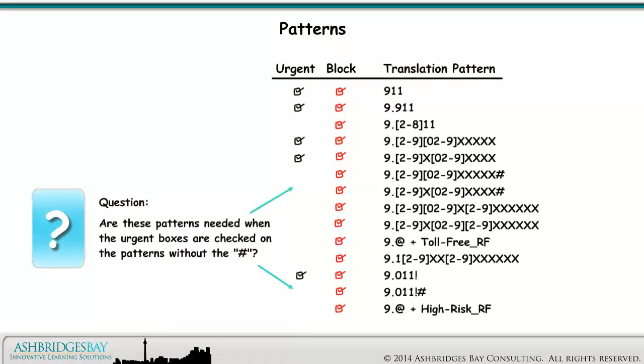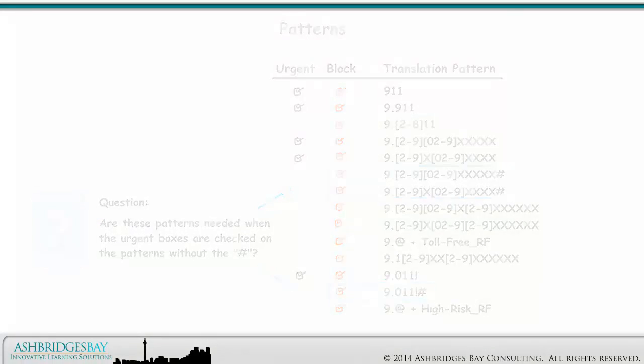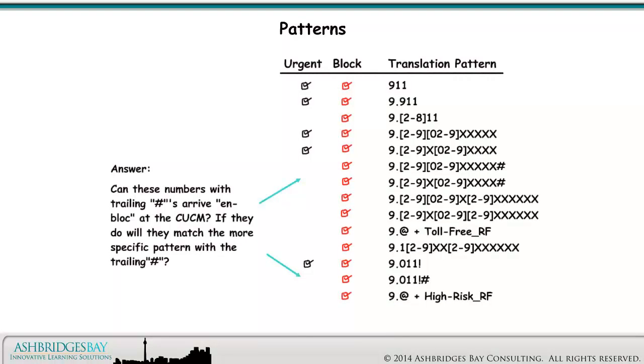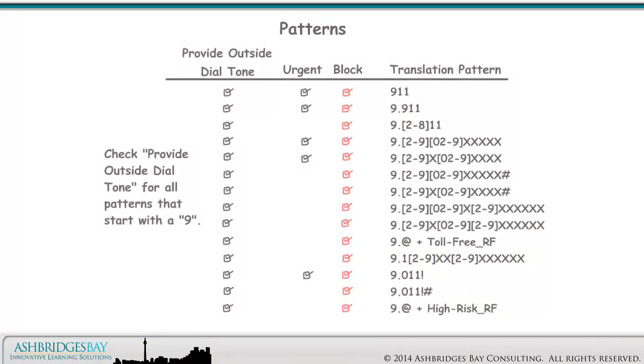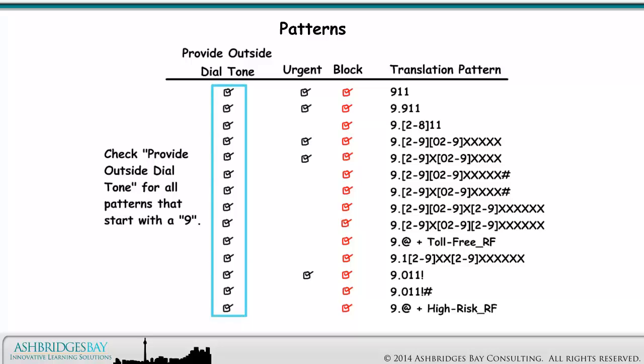Here's a question. Are these patterns needed when the urgent boxes are checked on the patterns without the pound sign? Our best answer is, can these numbers with trailing pounds arrive en bloc at the CUCM? If they do, will they match the more specific pattern with the trailing pound? We're not sure, but we'll leave these patterns just in case. Check Provide Outside Dial Tone for all patterns that start with a 9.